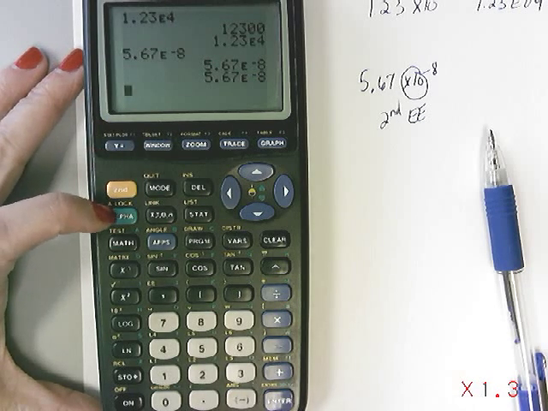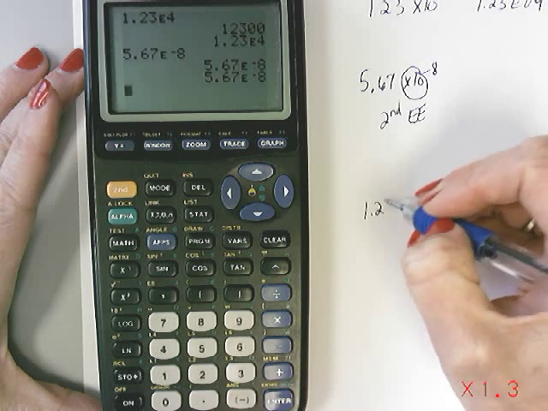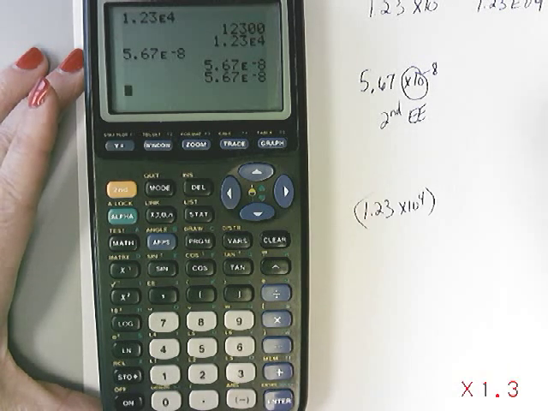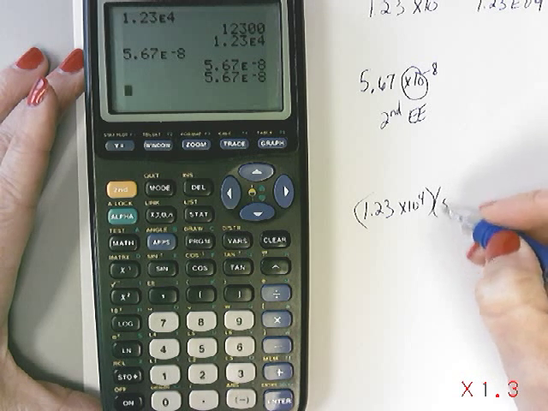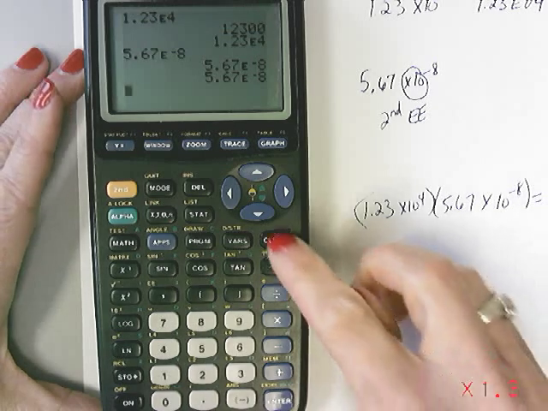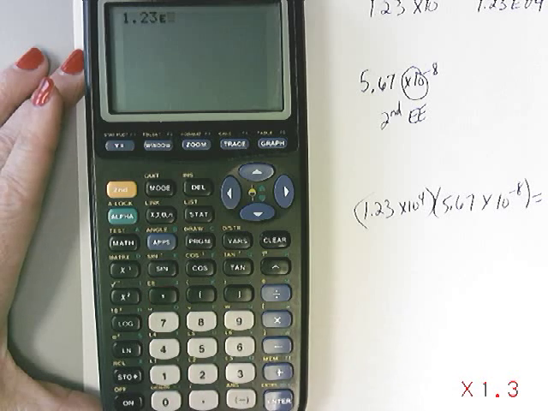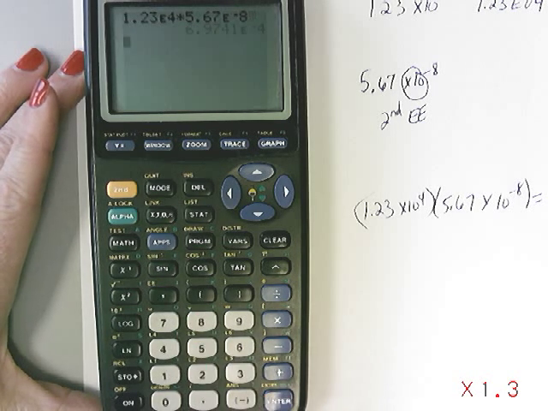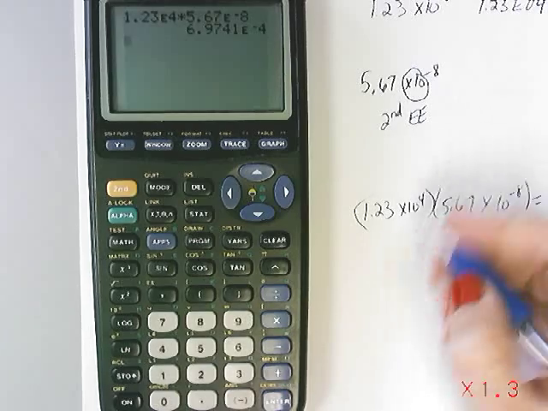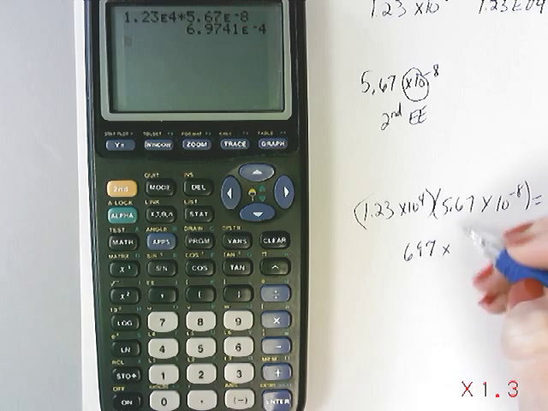Okay. If we want to go into operation where we're going to multiply, so I'm going to do 1.23 times 10 to the fourth times the number 5.67 times 10 to the negative 8th. Multiply those. I'm just going to clear everything out, start over. 1.23 second EE 4 times 5.67 second EE negative 8, and hit enter. You'll see that this one automatically puts that in scientific notation because that's the function that we have it up.